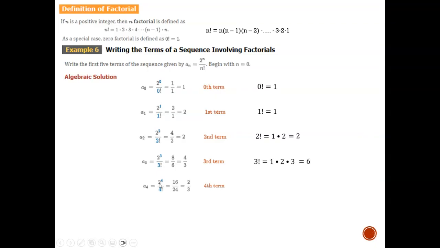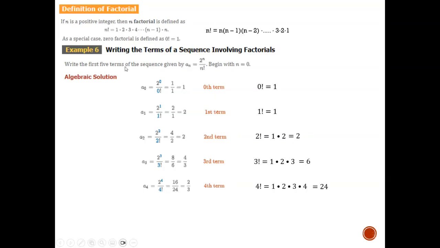Then a sub 4, so it's 2 to the 4th power. I'm plugging in 4. 2 to the 4th is 16. 4 factorial is 1 times 2 times 3 times 4, which is 24. So that's how we got the denominator. So we get 16 over 24. Again, always reduce. That is 2/3.